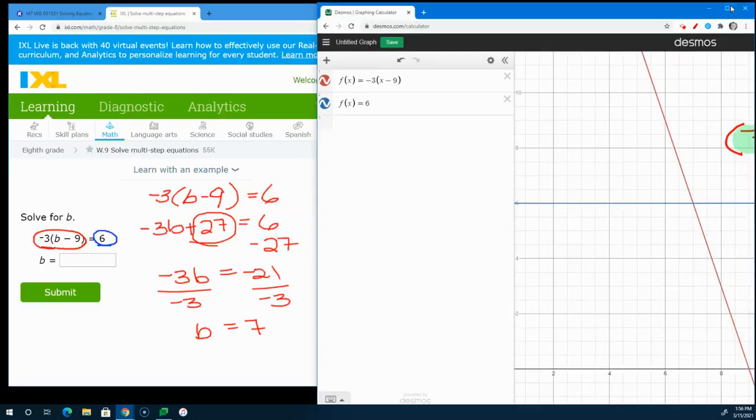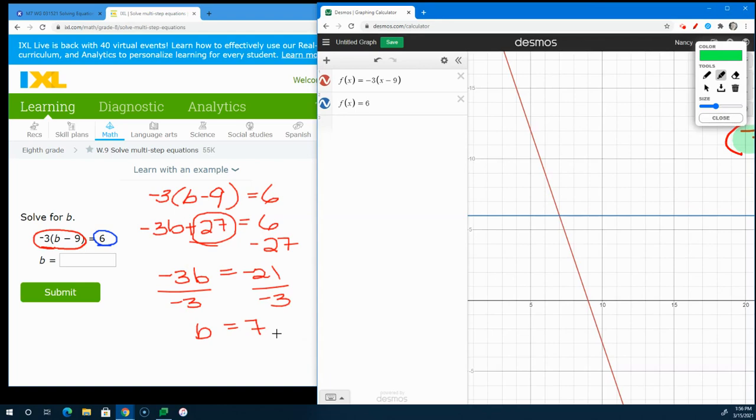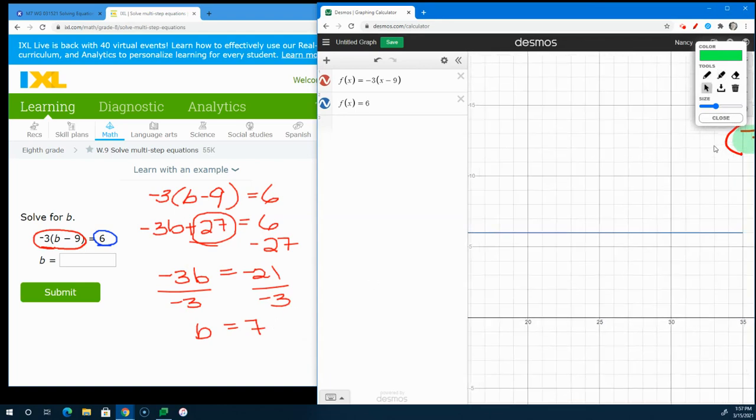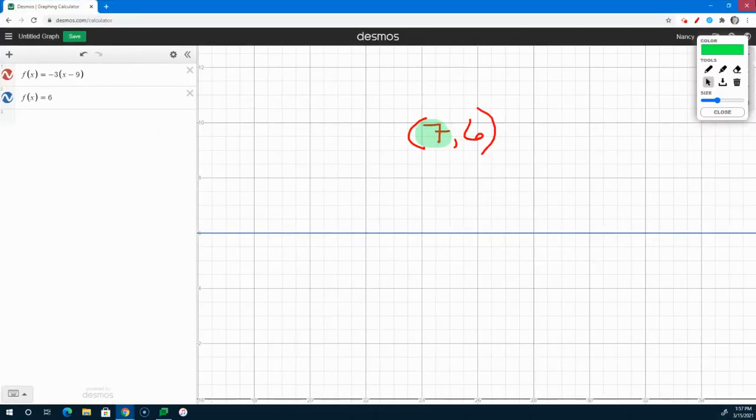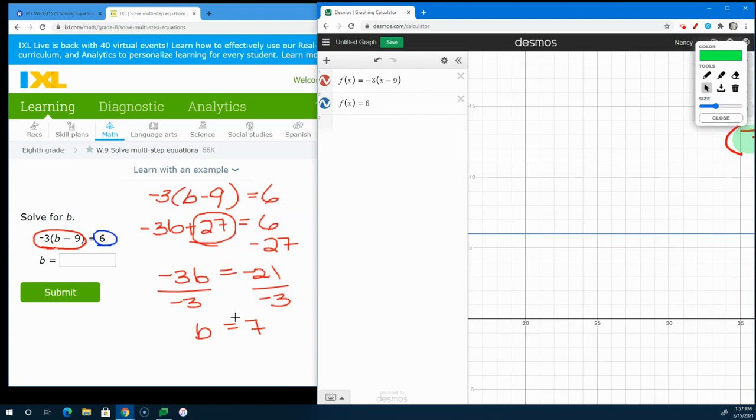Now I'm going to just go back over, make sure. Yep, I got 7 as my answer. I got 7 as my first value here, and I got 7 as my answer here. So it should help you to check your answers on your equations if you use your graphing calculator.